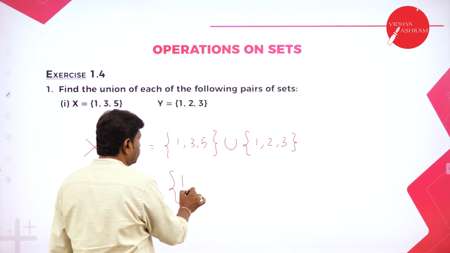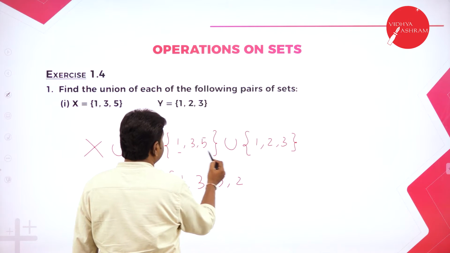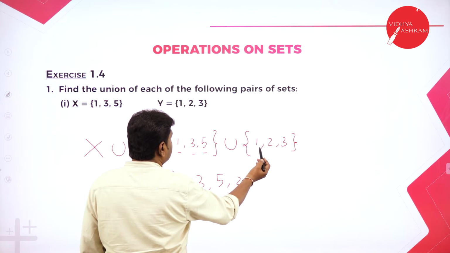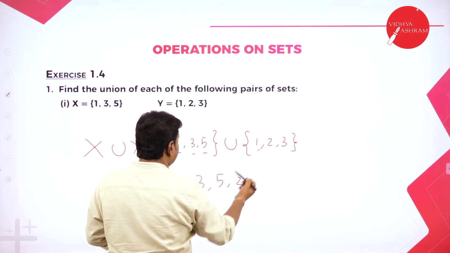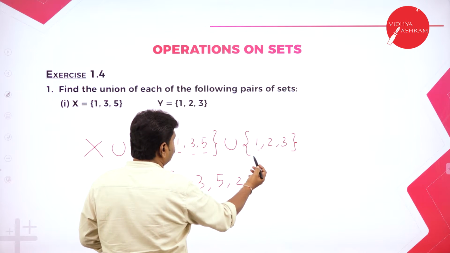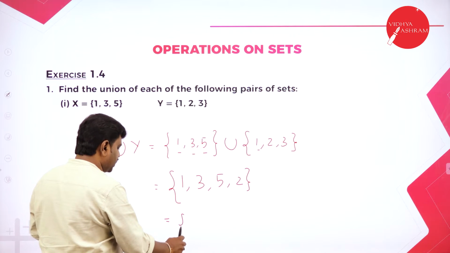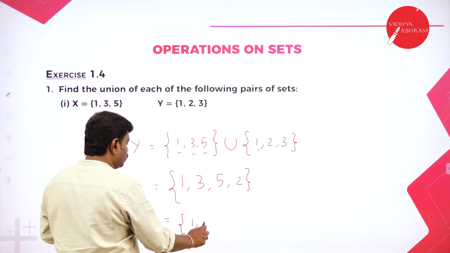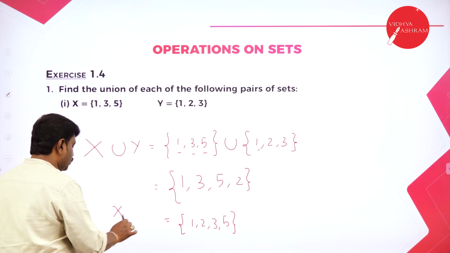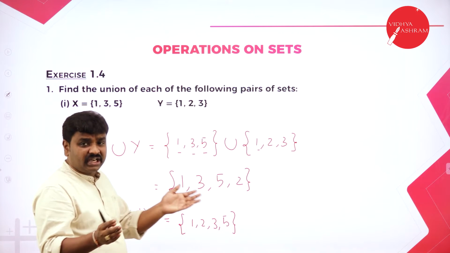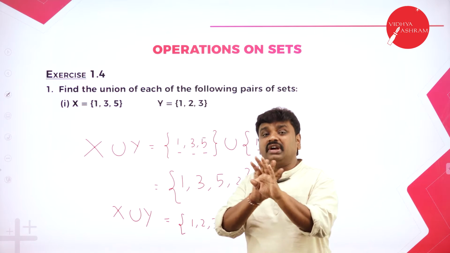So now 1, 3, 5 and 2. 1, 3, 5 I wrote, and 1, 2, 3 I should write, but already I have written 1, 3, so I am supposed to write only 2 I have included. But always write the elements in order. If I write the elements in order, 1, 2, 3, 5. So this is union. All of you know what is union. What is union? Combine the elements of X and Y and write them in a single set. After you combine, you should not repeat.